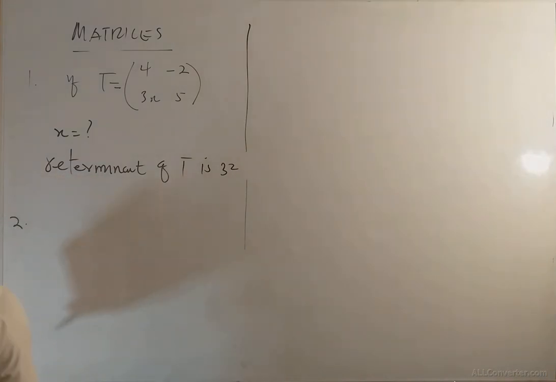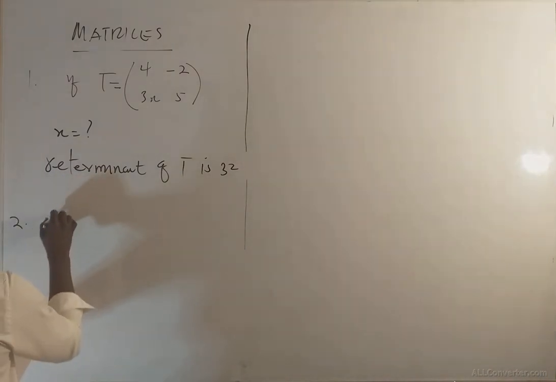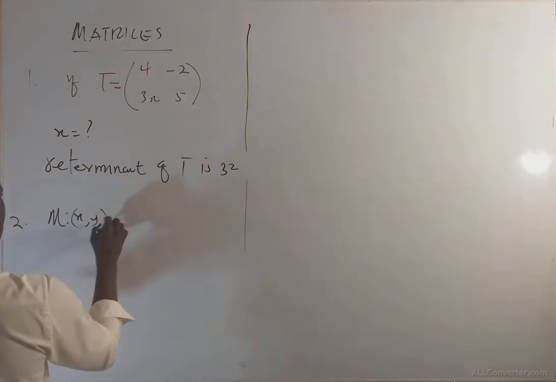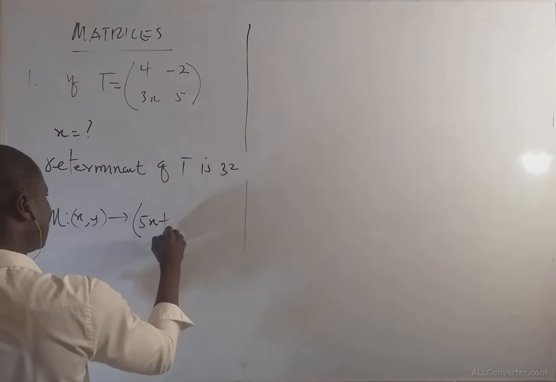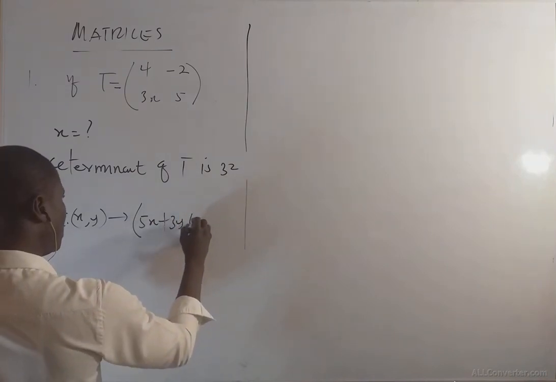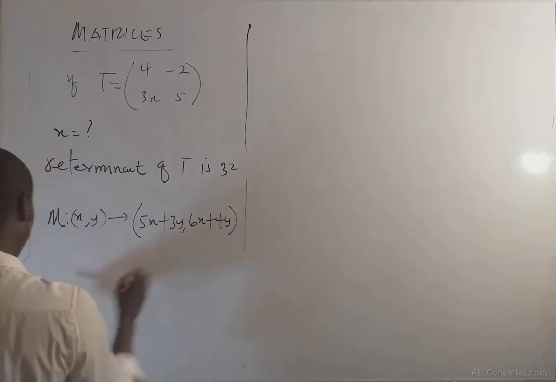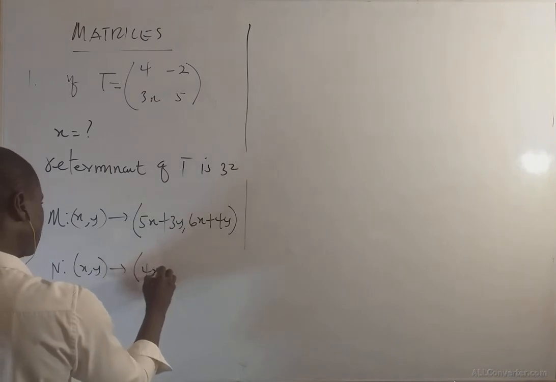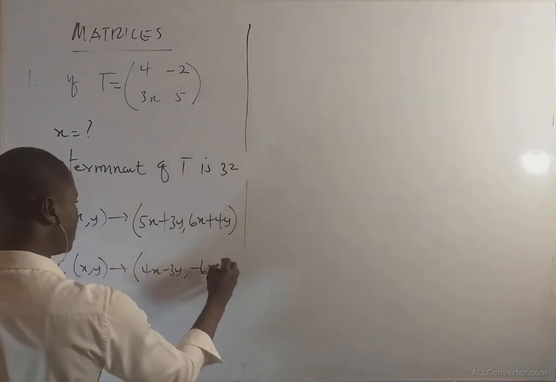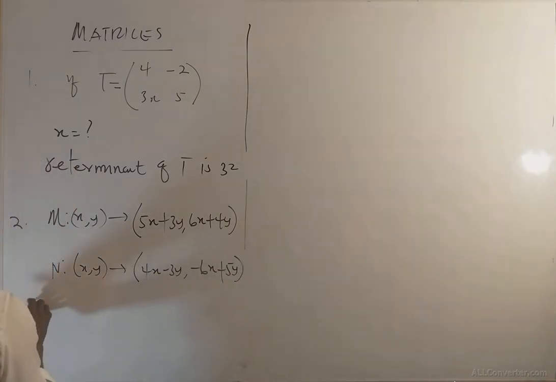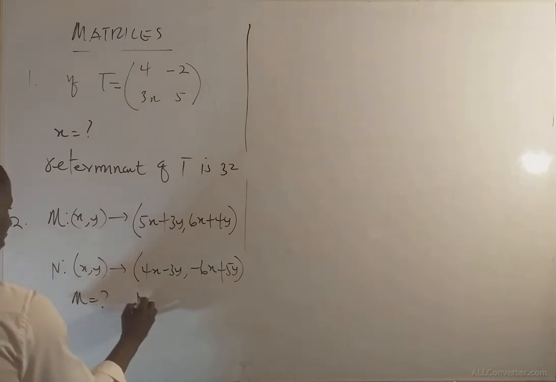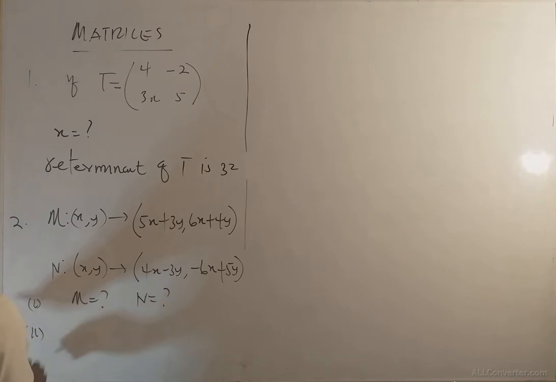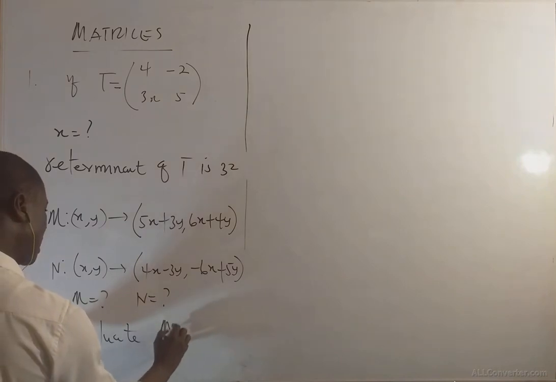Now, the second question I want us to look at. We are given the transformation M, that is (x, y) goes to (5x plus 3y, 6x plus 4y), and we are given that of N, the transformation is (4x minus 3y, minus 6x plus 5y). The first part of the question, you have to write down the matrices. The first matrix is M, and that is N. You write the matrices down, then you evaluate MN.